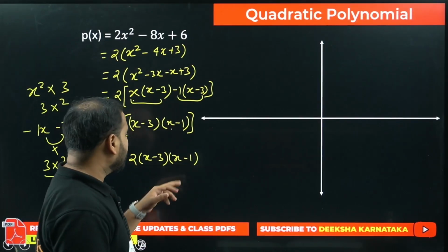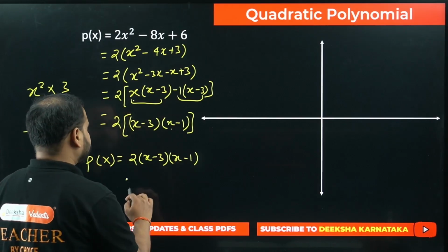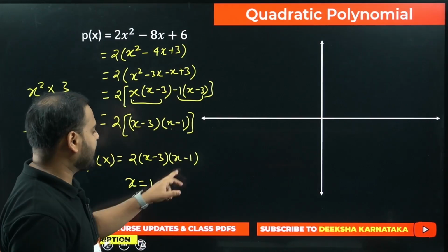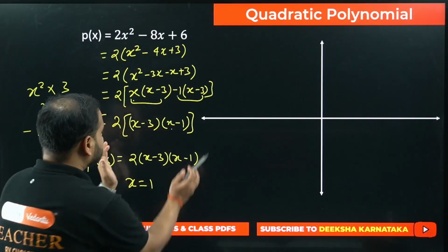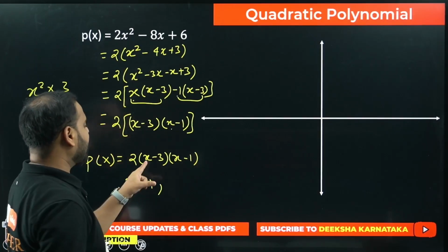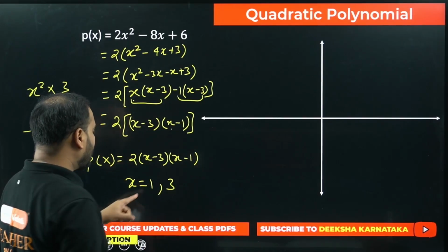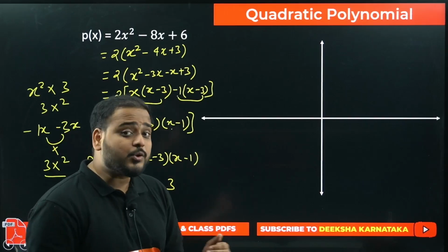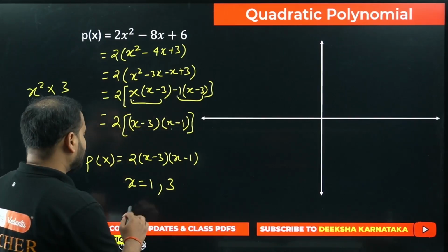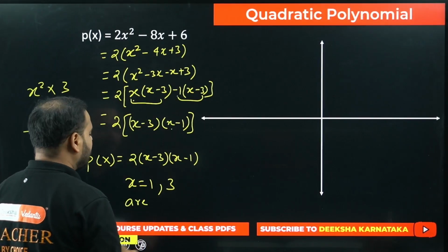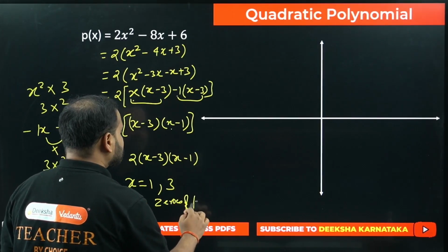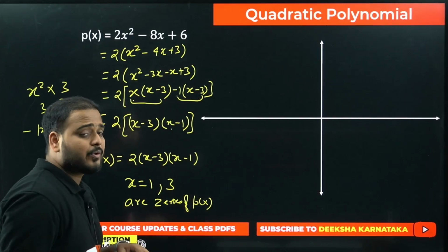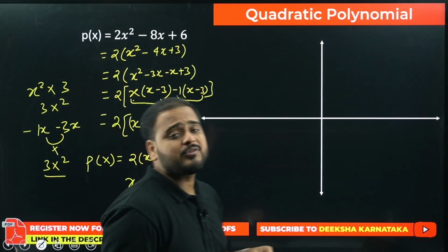Now you can clearly see from here, to make this polynomial 0, what values of x will be? Put x as 1. If you put x as 1, this will become 1 minus 1. How much is that? 0. So the whole thing will become 0. And next I can put x as 3. So both values 1 and 3 are the zeros of the polynomial p(x).